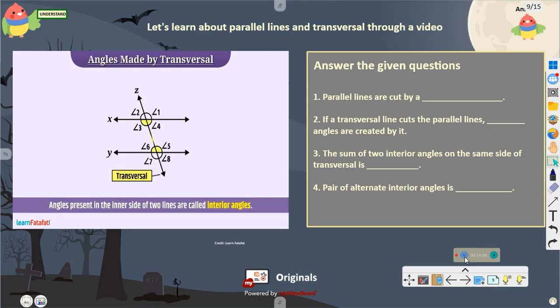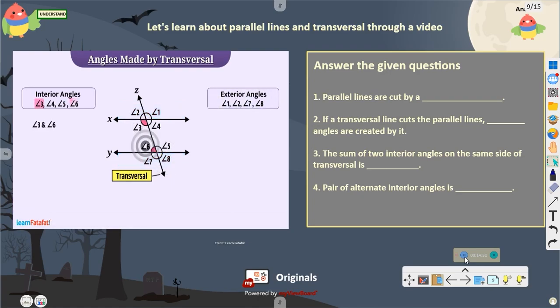Angles formed by transversal that are present in inner side of two lines are called interior angles. Here, angle 3, angle 4, angle 5 and angle 6 are interior angles. Similarly, angles present on outer side of two lines are called exterior angles. Here, angle 1, angle 2, angle 7 and angle 8 are exterior angles. In this, angle 3 and angle 6 are interior angles but are on the same side of the transversal. Similarly, angle 4 and angle 5 are also interior angles on the same side of the transversal. So, we say that these are pair of interior angles on the same side of the transversal.